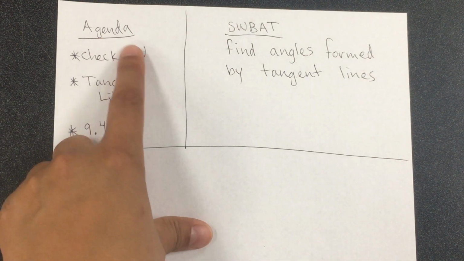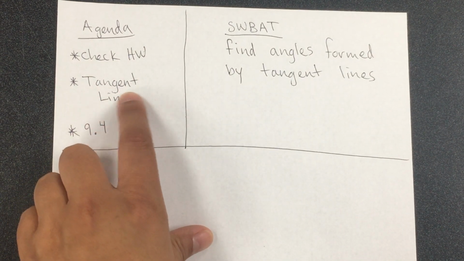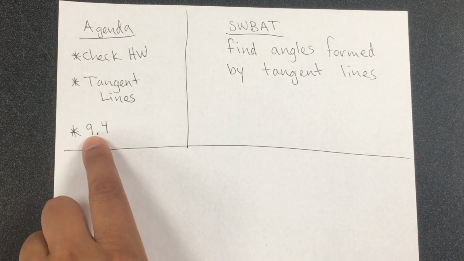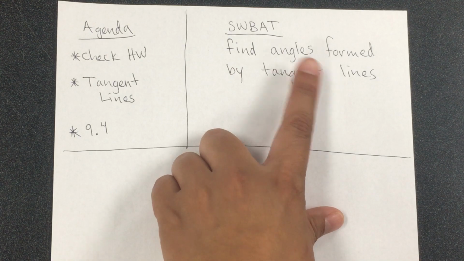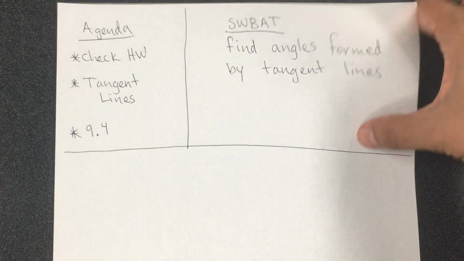Hello students, today's agenda is to check homework. We'll be learning about tangent lines and you will be able to do 9.4. Today students will be able to find angles formed by tangent lines.